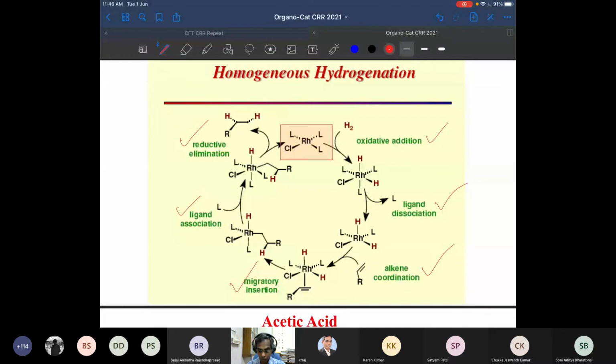Now you don't need to get confused. It's simple, right? Start with the Wilkinson catalyst, oxidative addition increases the oxidation state by 2, and then one of the ligands dissociates, and in the dissociated place a vacant position is there. An alkene goes and coordinates, followed by a migratory insertion, and followed by ligand association. That is the ligand that is left out here. The dissociated one comes here, and then you get your product finally after your reductive elimination reaction.